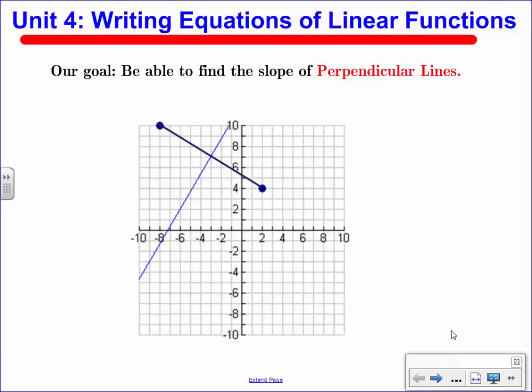In the last lesson, we talked about Unit 4, writing equations of linear functions, and we talked about how to find the equation of parallel lines. Today, what we're going to talk about is how to find the slope of perpendicular lines. Many of you know that perpendicular means that two lines meet at a 90-degree angle. And so where these two lines meet would be a 90-degree angle.